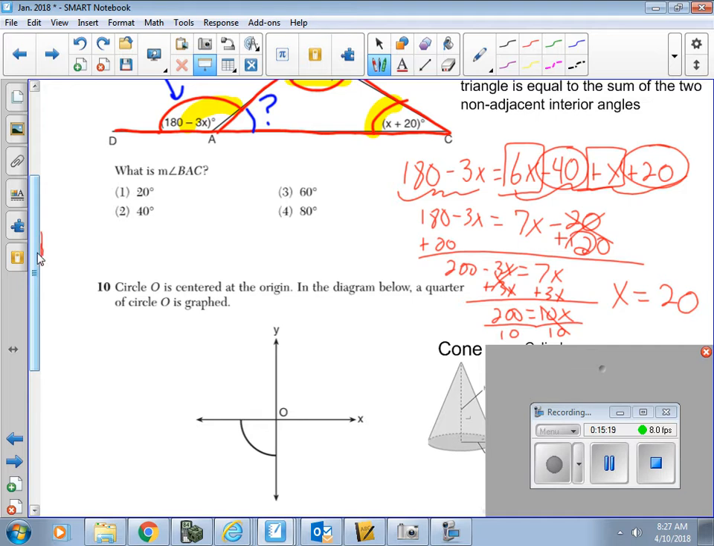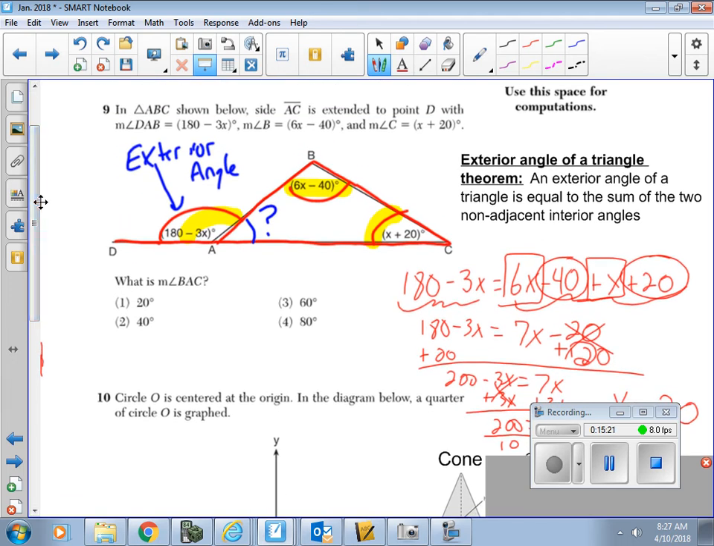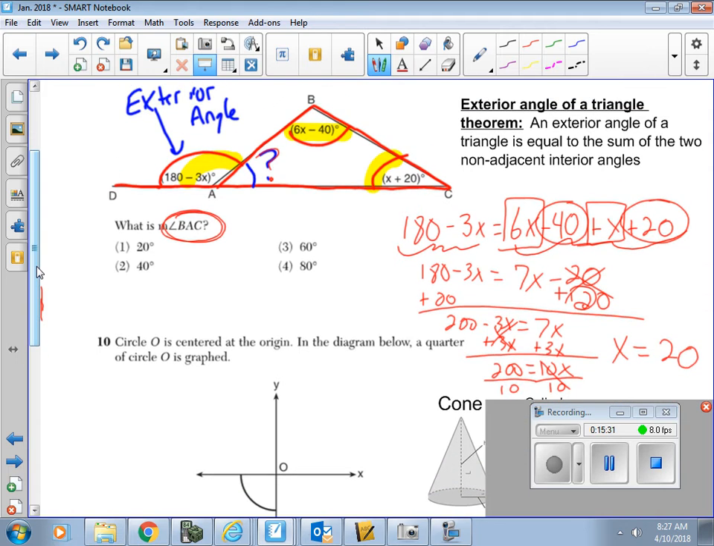Now, they very nicely put 20 as an option. However, look at what the question's asking. It's asking for the measure of BAC. That's this angle here, where we put the blue question mark that I just outlined in red. That angle is not necessarily 20 degrees, and that's not even x. It's not our x, okay?